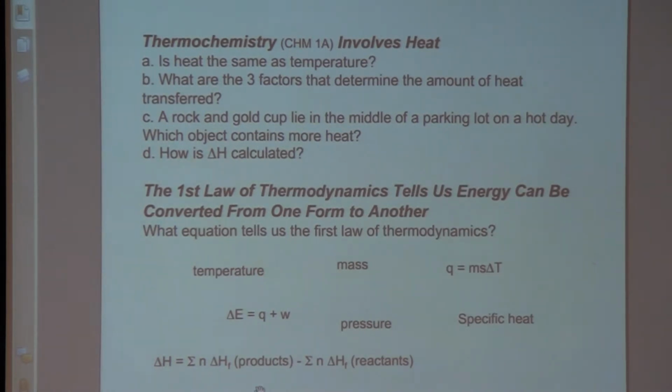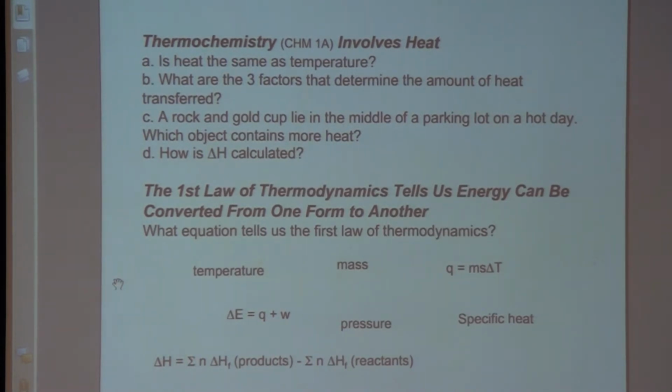Yeah, have you guys seen this equation before? Delta H equals, this symbol here, sigma, is the sum of the delta H of formation of the products minus the sum of delta H of formation of the reactants. Yeah, this is called Hess's law. This is used to calculate delta H for reaction. Actually, this is part D. How does delta H calculate? That's part D.